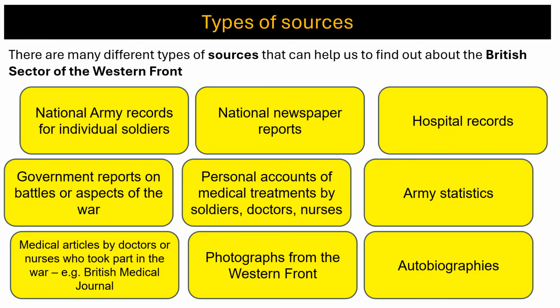The army kept detailed statistics about people that were killed and injured and what injuries people had. Medical articles were written by doctors or nurses who took part in the war, and they were produced in things like the British Medical Journal. There's lots of photographs that exist from the Western Front, and also people wrote down their life stories in the forms of autobiographies. So when you're getting the question about thinking about what sources could be used to help answer a question, these are good sources just to have at the back of your mind that you could make specific reference to.